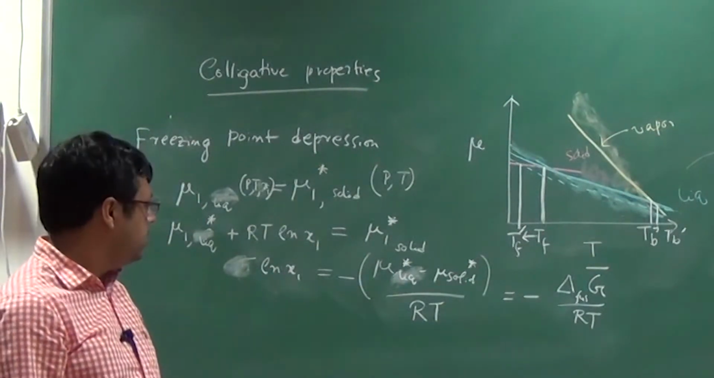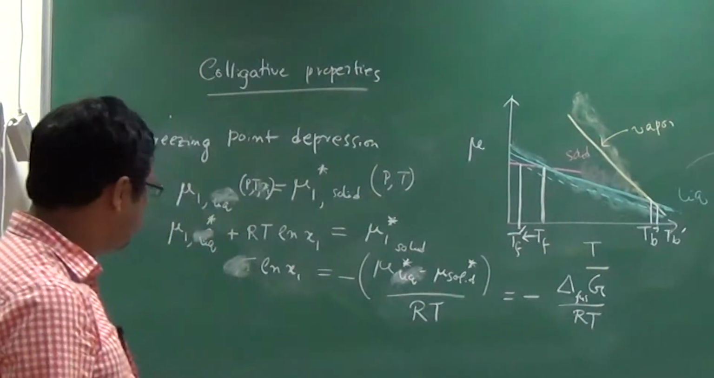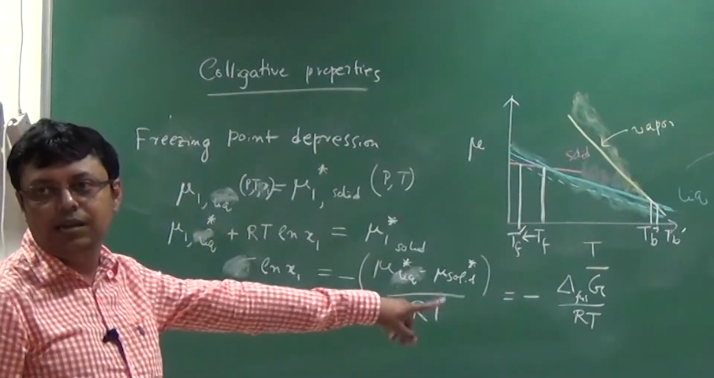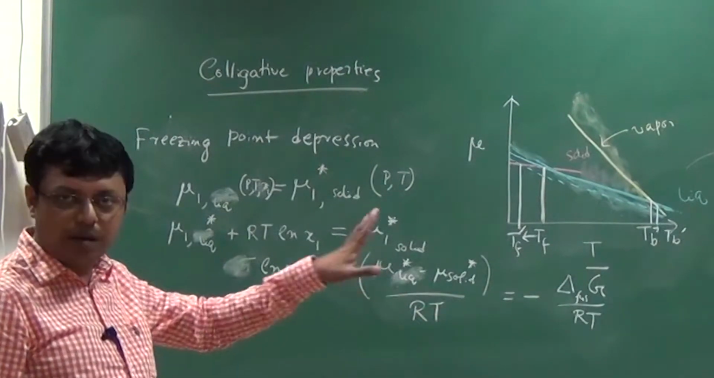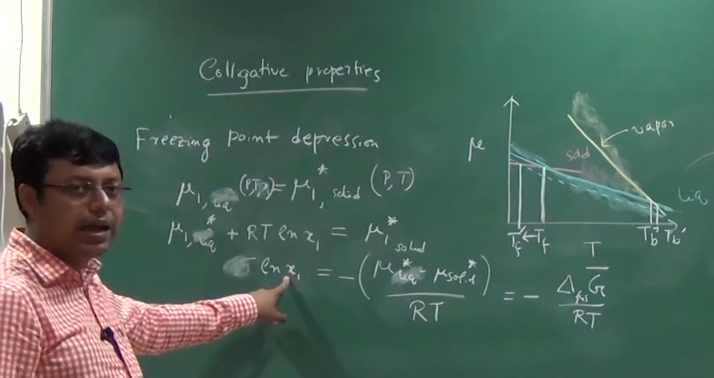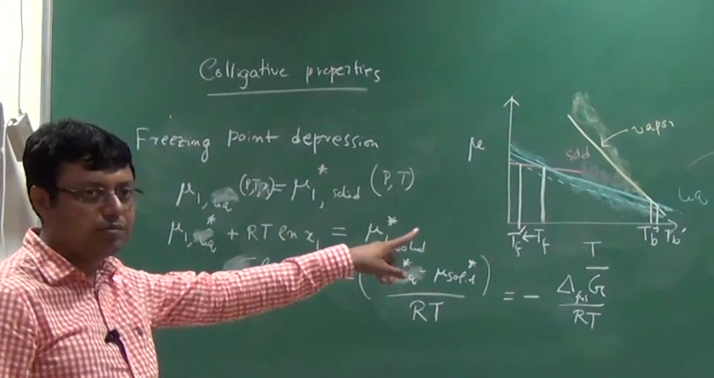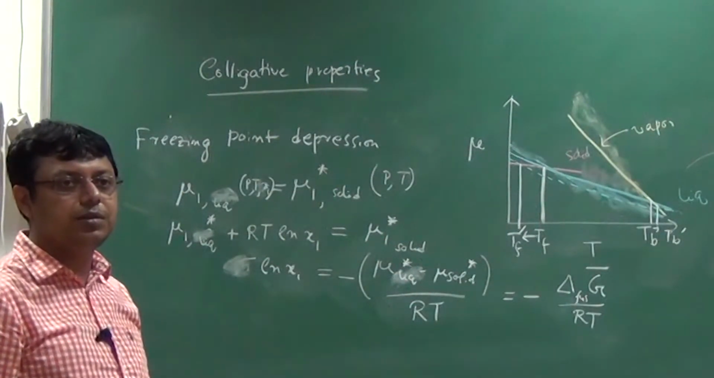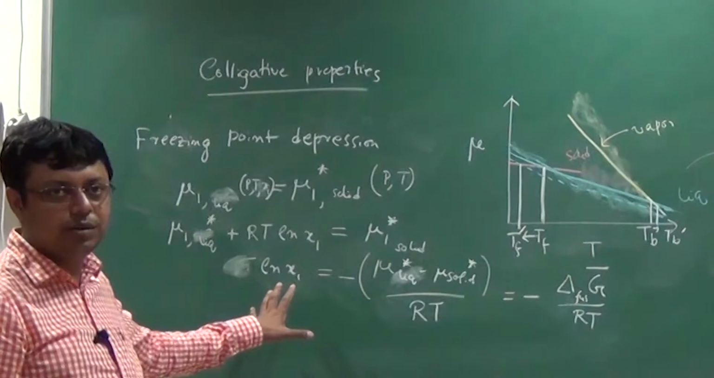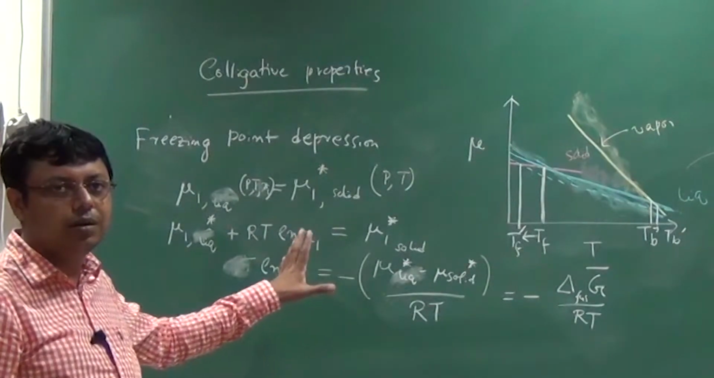Clear? Now again, let's see where we are: ln x1. Fine. Still we do not know what the delta T kind of relation is. Meaning we have to somehow integrate it when x goes from pure to x1, and see how the freezing point changes. Because freezing point depression means depression with respect to what? Pure liquid, right? So I have to somehow integrate it eventually. When x1 is equal to 1, what happens? And when x1 is equal to some arbitrary x1, what happens?